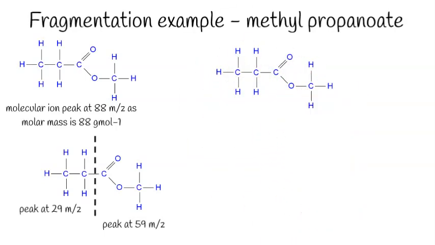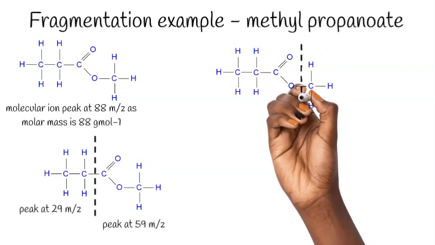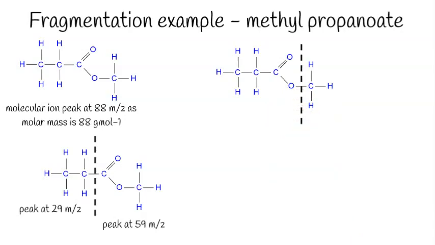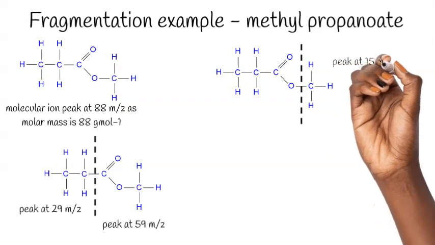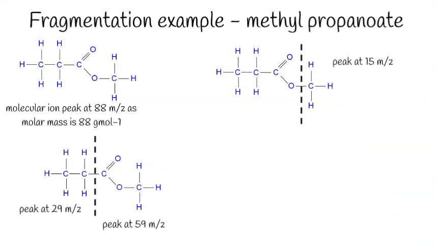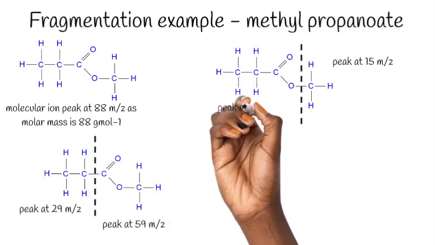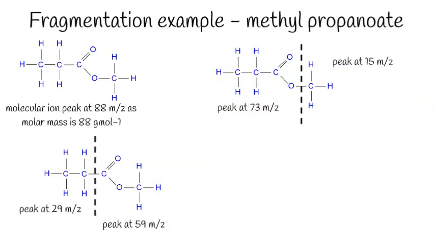If we, however, fragmented methylpropanoate at this point between the CH3 and the C single bond to O, we'd get two different fragments. We'd get this fragment of 15 grams per mole, which should be represented by a peak at 15 m/z, and we'd get this fragment of 73 grams per mole, which should be represented by a peak at 73 m/z.